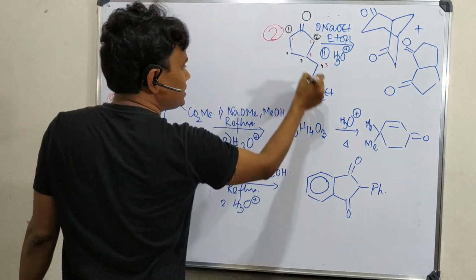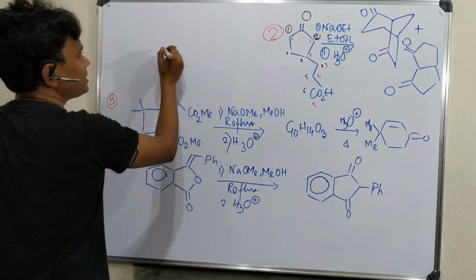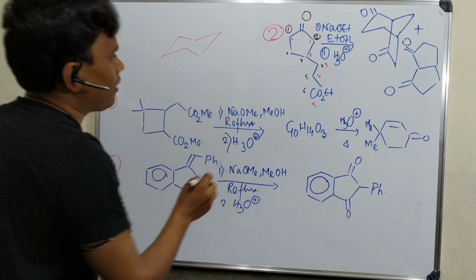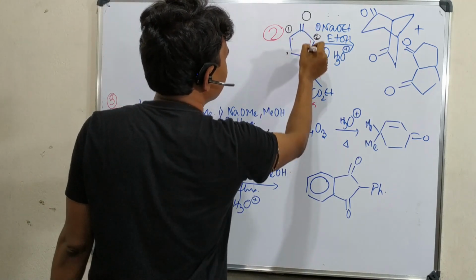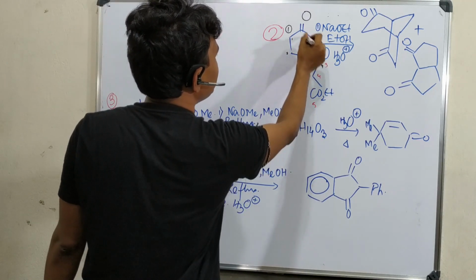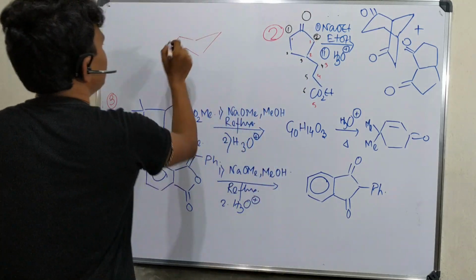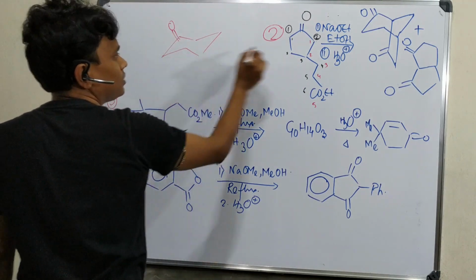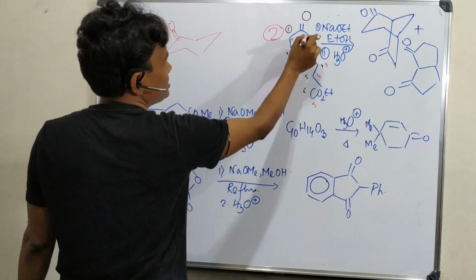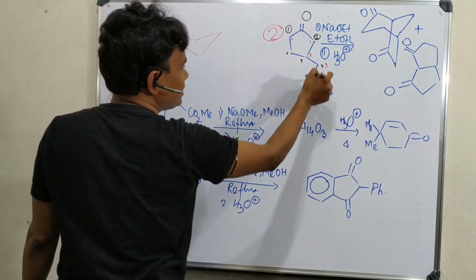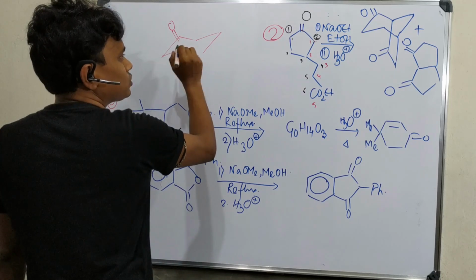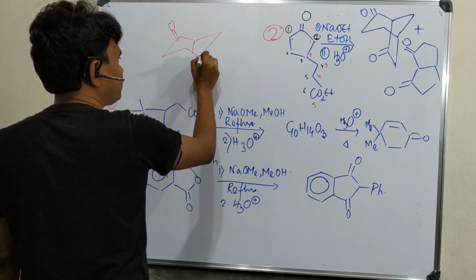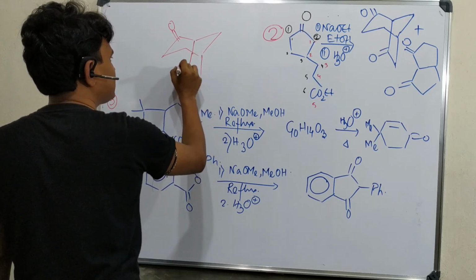Now, if this 6-member side happens, then first let's draw the 6-member ring. So this is a 6-member ring. After that, between 1 and 3, there will be a bridge of 2 carbons. So actually the structure will be this. This is methyl 1, and this is the bridge. This is 2. And second, it will form a carbon. So there will be another 5-member ring formation from this side.